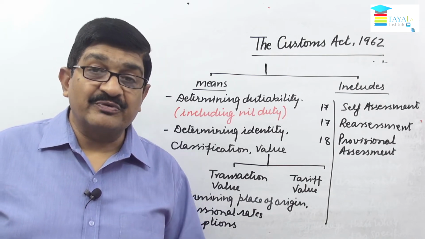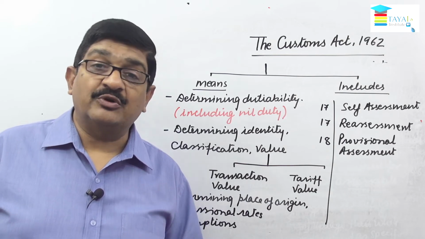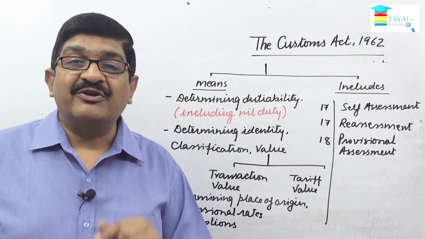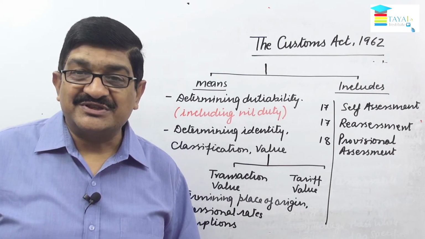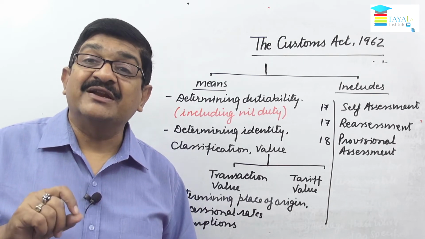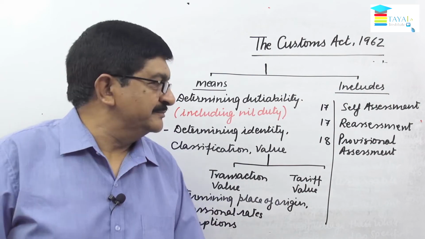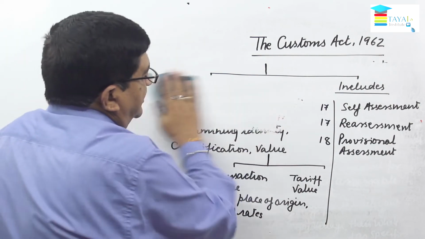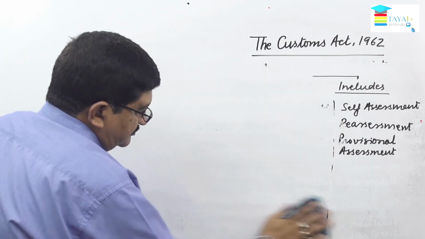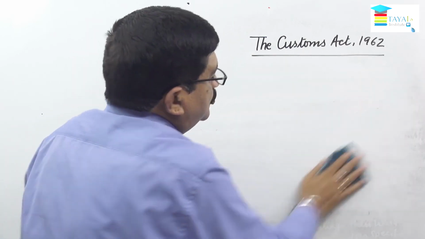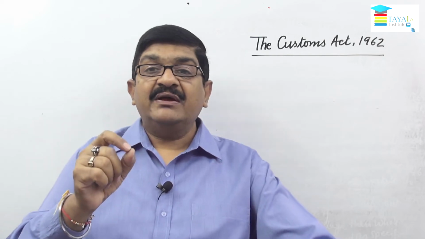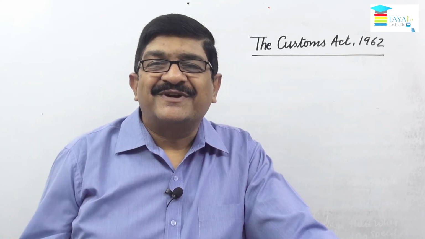So, who can order provisional assessment? The officer. Can he do that on his own? Either on his own or an application of the importer or exporter. So, when we come to the chapter related to assessment, section 17, 18, we will discuss that in full detail. Okay. So, two words we have covered. Levy. Number two, assessment. Number three word is collection.